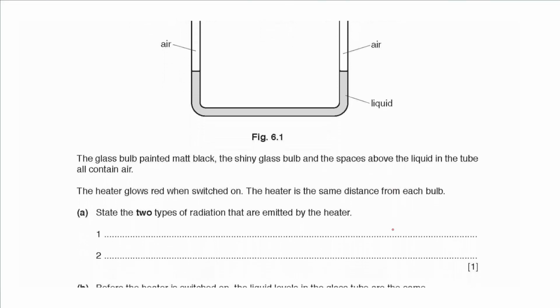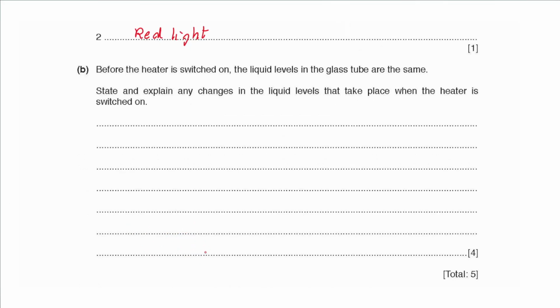State the two types of radiation that are emitted by the heater. So for a heater, we have infrared radiation, that's heat radiation, and it glows red, so we can say red light or visible light. Part B says before the heater is switched on, the liquid levels in the glass tube are the same. State and explain any changes in the liquid levels that take place when the heater is switched on. So for the heater in between two bulbs, one painted black and one shiny glass, the black surface absorbs heat faster than the shiny surface. So we start from there.